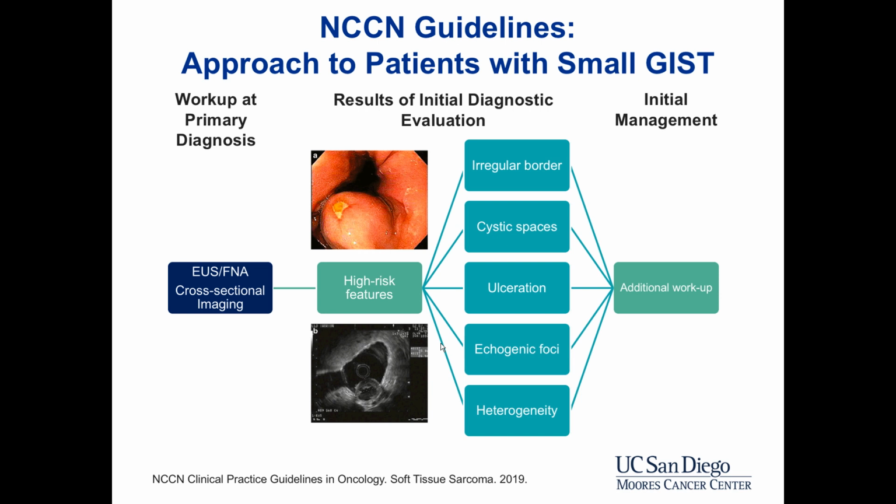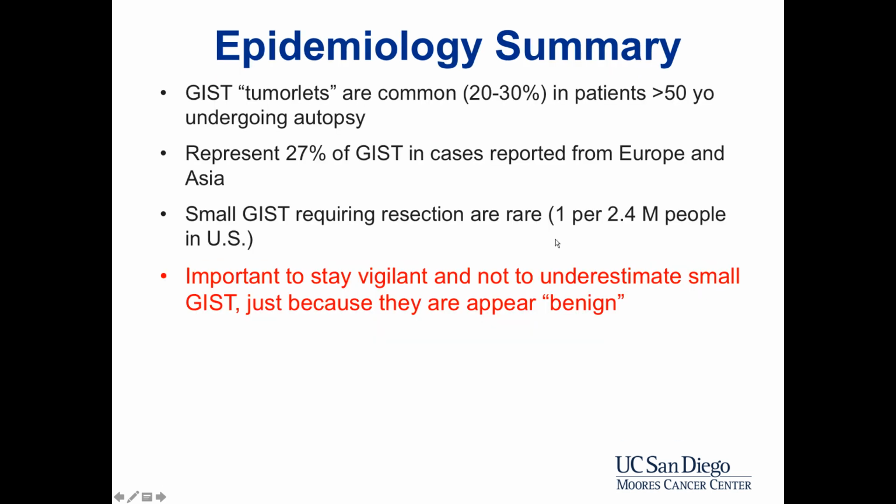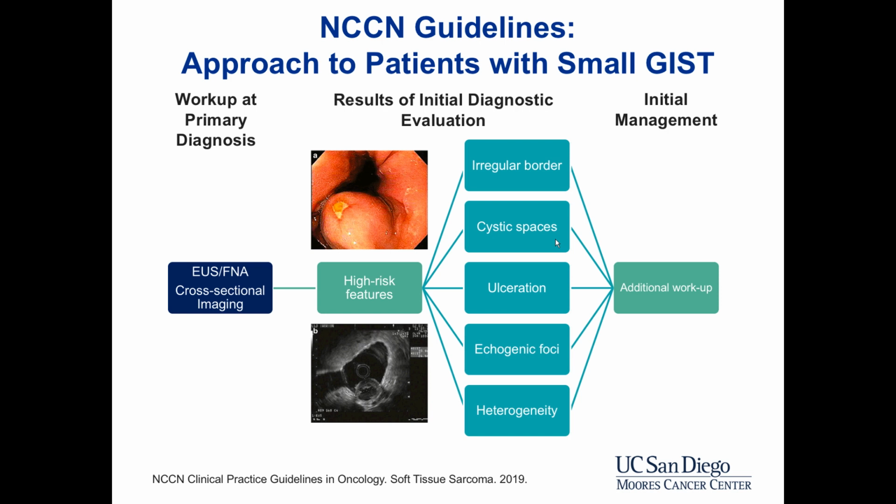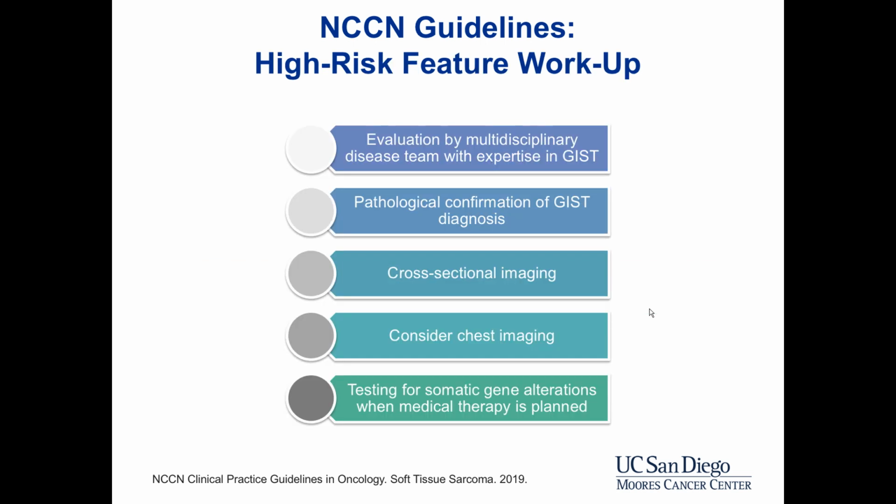And so how can we be vigilant about this? Well, if somebody has a small GIST, it needs to get worked up. This can be done through endoscopic ultrasound and fine needle aspiration or through imaging. Based upon endoscopic ultrasound, the NCCN guidelines recommend looking for high-risk features, including irregular borders, cystic spaces or cysts within the tumor, ulceration, echogenic foci, referring to the heterogeneity within the tumors, as you can see here. And if that's the case, additional workup would be recommended.